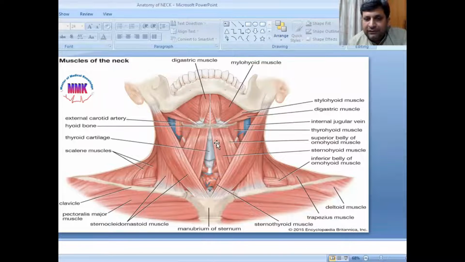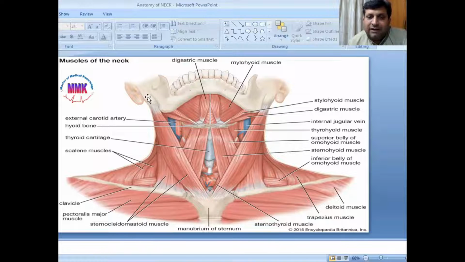If we notice on the lateral side of thyroid cartilage, there is the sternohyoid muscle and then the superior belly of omohyoid muscle. And this superior belly of omohyoid muscle is continued with the inferior belly of omohyoid muscle in the supraclavicular region. Then the sternohyoid muscle, and if we see here on the left side, there is the scalene muscle on the lateral side of the neck.